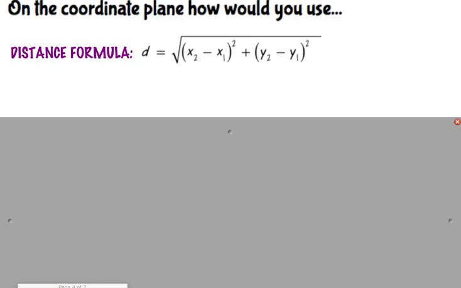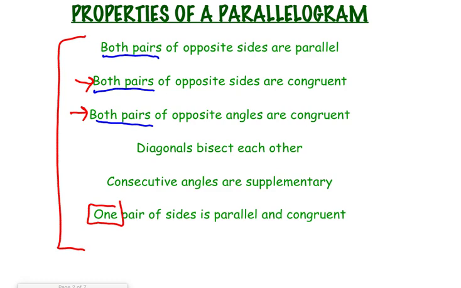So you're probably thinking, if I look at my properties, okay, kids, I'm going to go back, so if you're not done writing that down, pause it. But I'm going to go back here. Which one of these properties would use the distance formula to prove that it's a parallelogram? Opposite sides are parallel. No, parallel doesn't use the distance formula. Opposite sides are congruent. Hello. I can show distance. Distances are congruent.